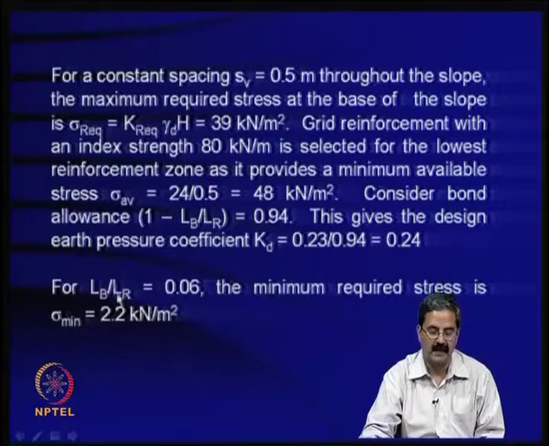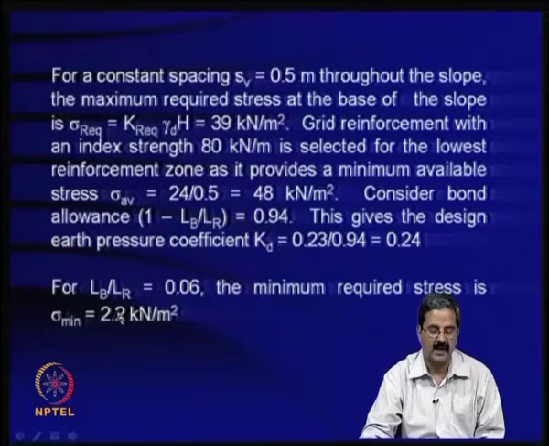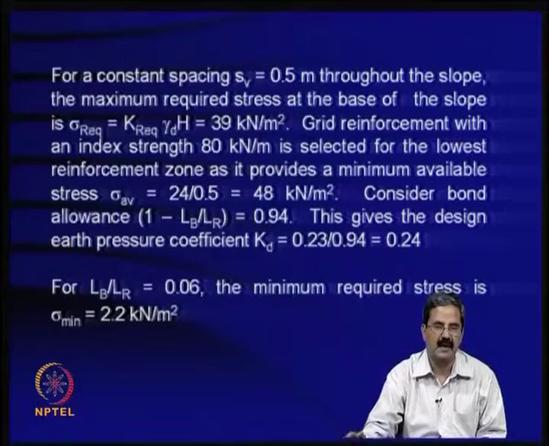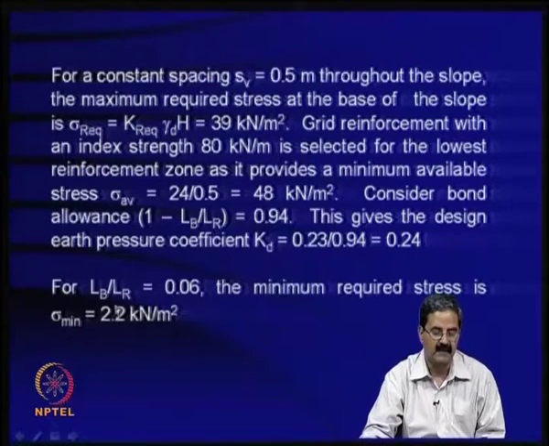And for LB by LR equal to 0.06, the minimum required, there is another computation, another step that is given in my book. For LB by LR of 0.06, the minimum required stress, sigma minimum, is 2.2. Like I said, at the top also you have some minimum stress; it cannot be 0. If you are simply placing by hand and so on, there is a minimum stress, but if you have compaction, it can be much higher, like 100 kPa. Now, what you have is about 2.2 kPa, which is a very small number.